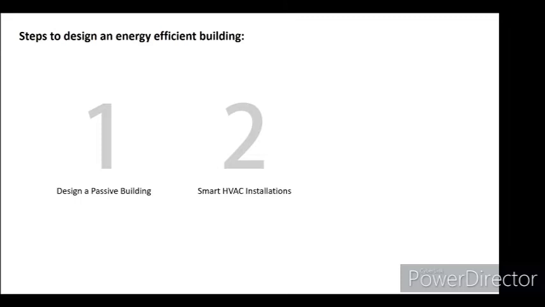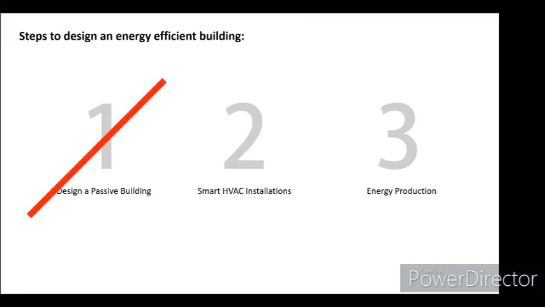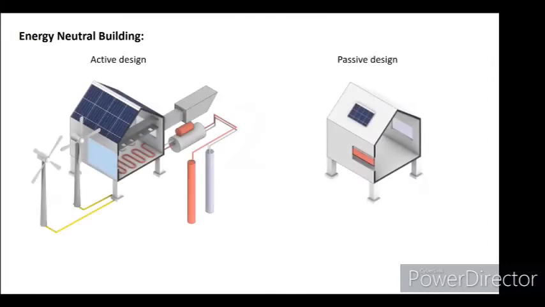So the idea is to start with a passive design building, go with a smart installation, and then think about what kind of energy production or renewable energy you can come up with. It can be a PV or solar farm and stuff like that. But most of the time, we always skip part one. And if you have an ambition of doing step 2 and step 3, we end up with something like this. Both these buildings we can call energy neutral buildings, but whether you make it an active design or passive design, that's up to us.